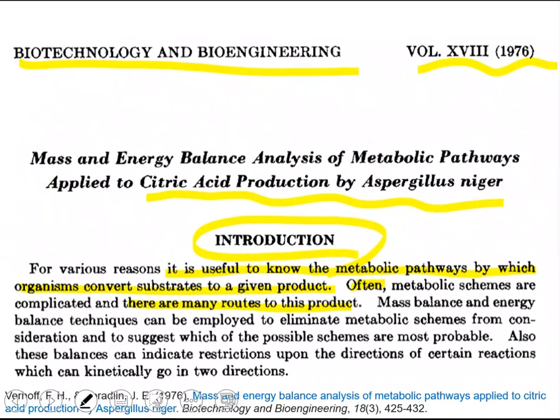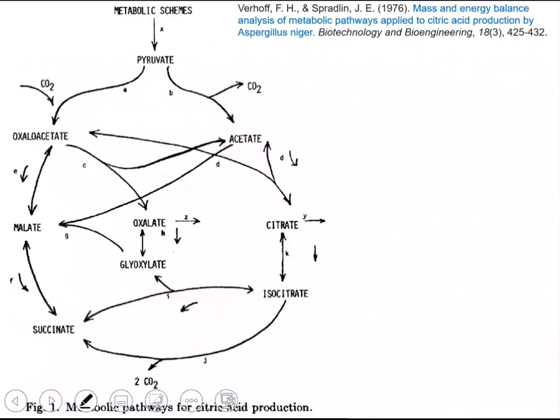A single product can be produced by many different alternative paths, because there are so many reactions involved in metabolic networks. So, to identify those many roads, they say that mass balance or energy balance techniques can be used. Let's see. Their focus was citric acid production by Aspergillus niger. And this is figure one from the paper.